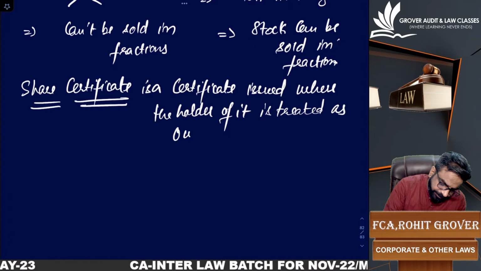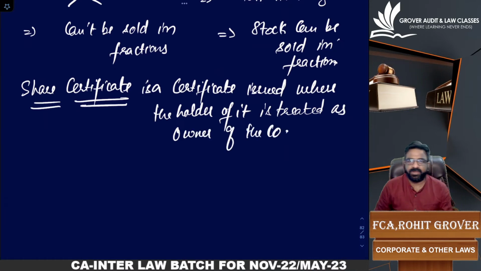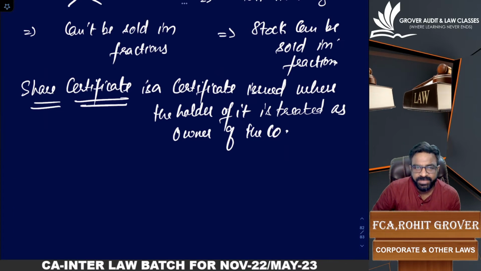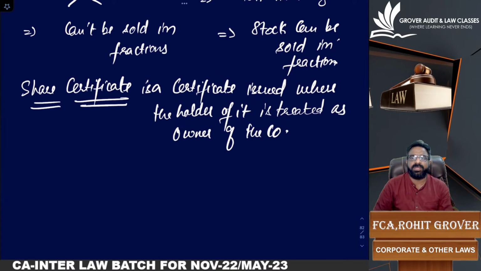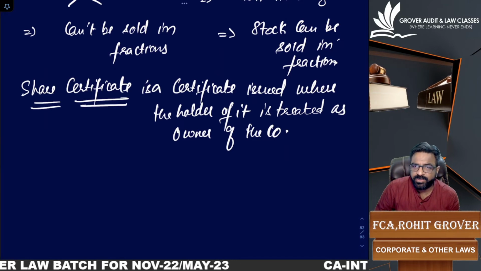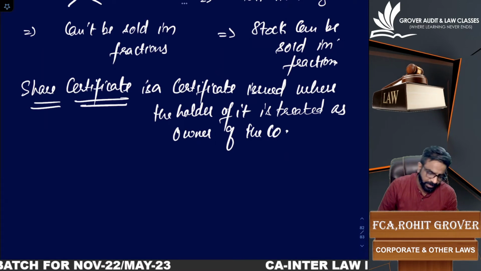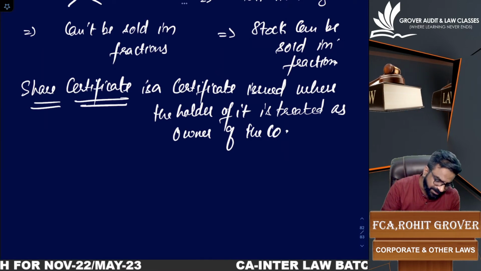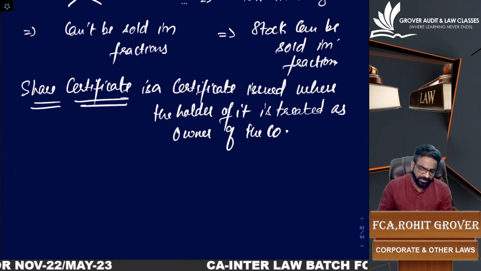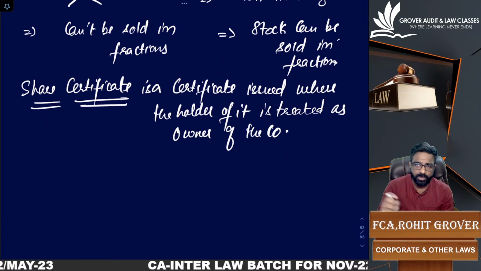Can I say that? A share certificate is a certificate issued where the holder of this certificate is treated as what of the company, everyone? Owner of the company. So the share certificate holder is known as the owner of the company. Okay. Now, next point, everyone. What do you mean by share certificate? It is a certificate issued where the holder of it is treated as an owner of the company.